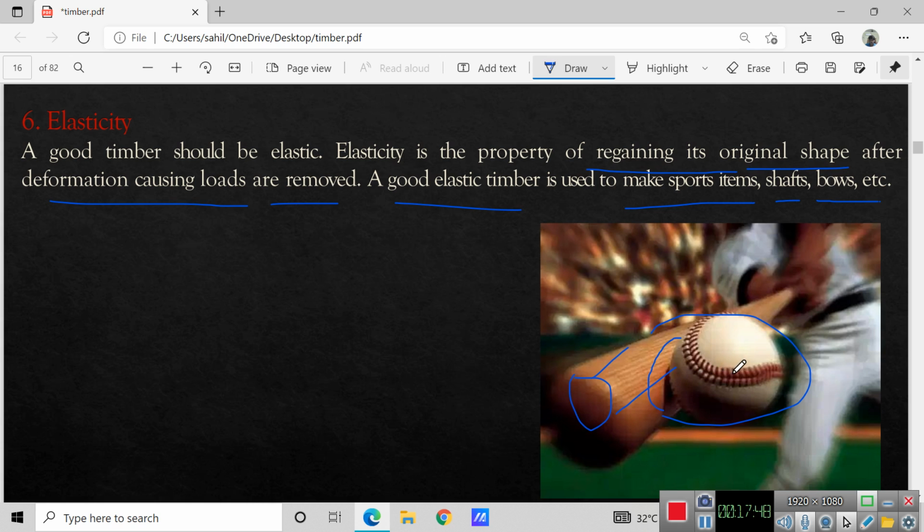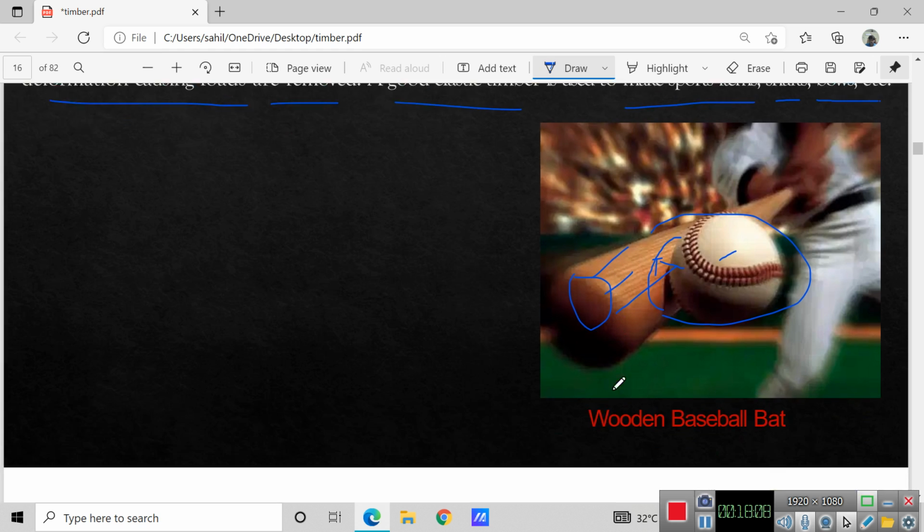Now in this case, when the ball is hitting the baseball bat, it is giving a load on the bat, and after the ball is removed from contact with the bat, the wood regains its original shape and size. Therefore, this wood must be elastic.